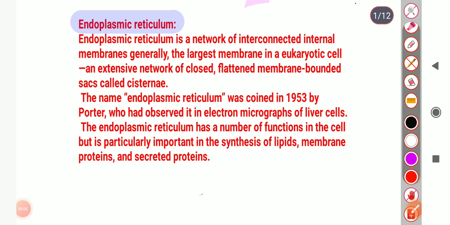In this session, I will learn about the endoplasmic reticulum and its structure and function. Let's get started with the session. First of all, the endoplasmic reticulum.